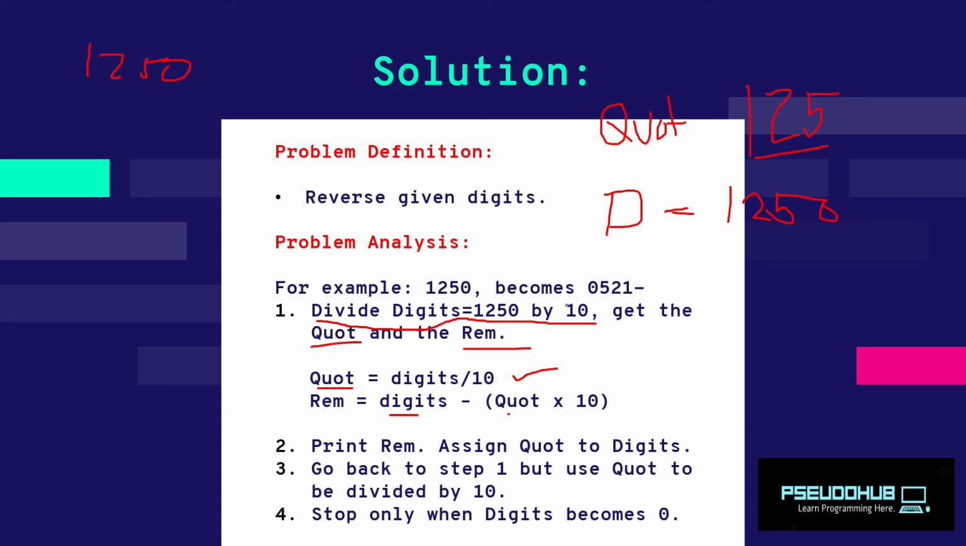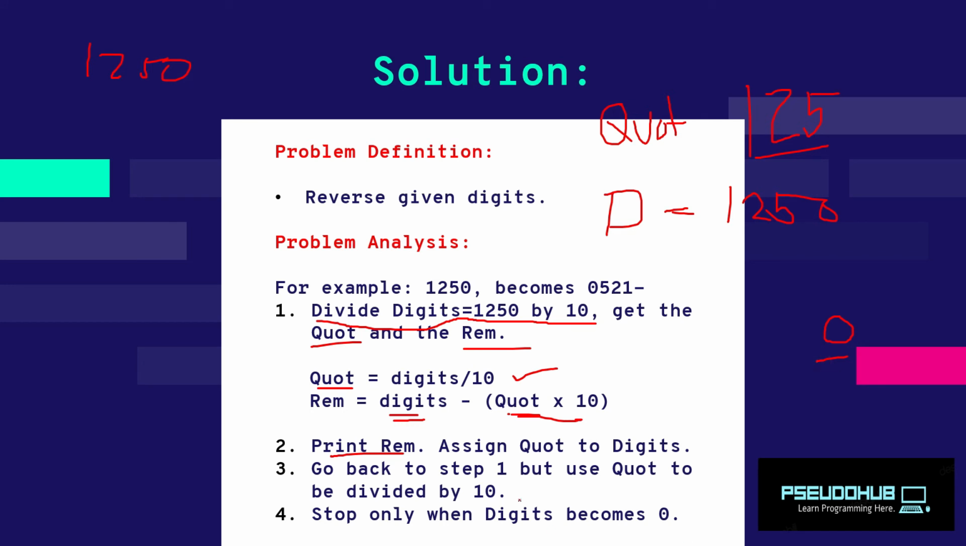Next, we multiply. The quote is 125 times 10, that's 1,250. The value of digit is 1,250, so 1,250 minus 1,250 gives you 0. Then print rem, that is the output. So the first rem is 0, the remainder.